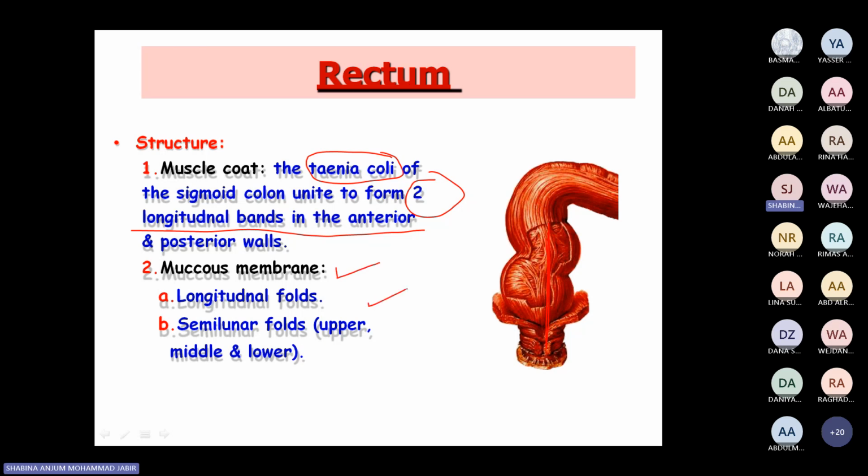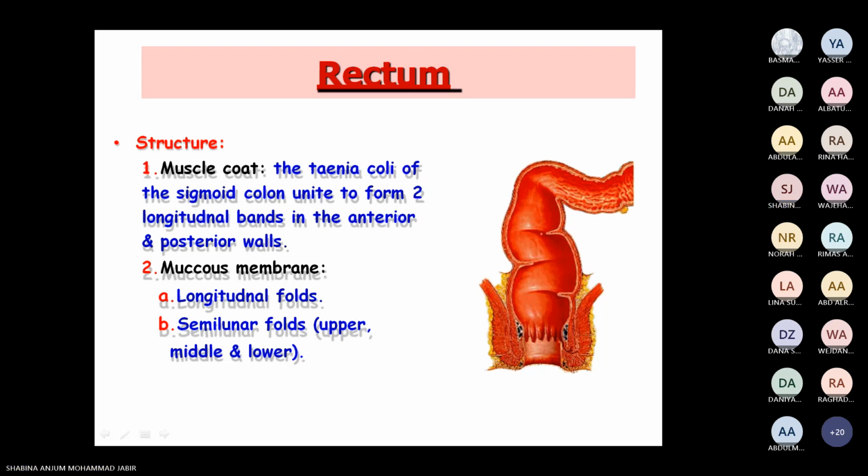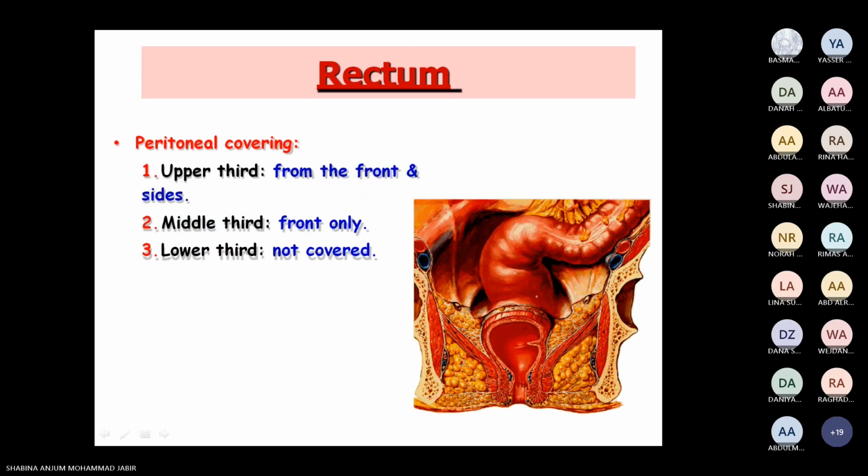So what are these semilunar folds? Like this. These semilunar folds. So the rectum is covered with the peritoneum. Yes, it has covering in the upper part. It will cover in the front and also the sides. In the middle part, you will see it is covered only in the front, not at the side. And in the lower part, there is no peritoneum.